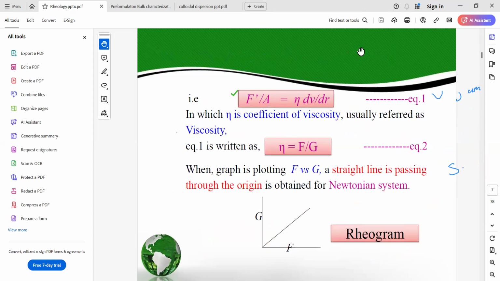So this is the equation, right? This is your shearing stress, that is F. In some books they have written it as P equals F dash by A. They are considering it as a kind of pressure or stress you are applying at one side, right? And dV by dr is your rate of shear, RS. That is written as rate of shear.